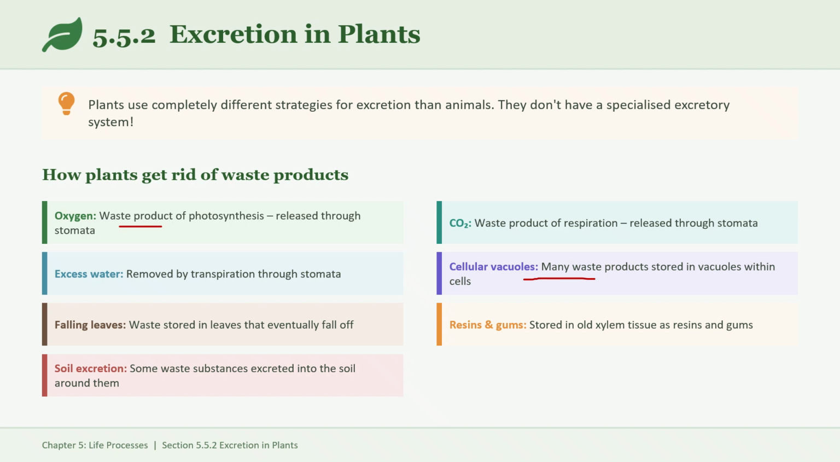These wastes may also accumulate in leaves, which eventually fall. That is why leaf fall is a very important phenomenon. And then storage as resins and gums. In some plants, you would have noticed resins and gums, especially in old xylem tissues. And then excretion into soil. Plants also release certain waste substances into the surrounding soil through their roots.